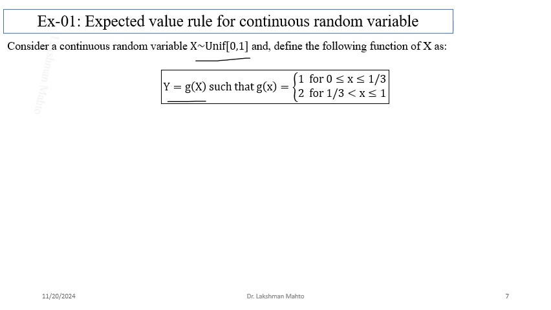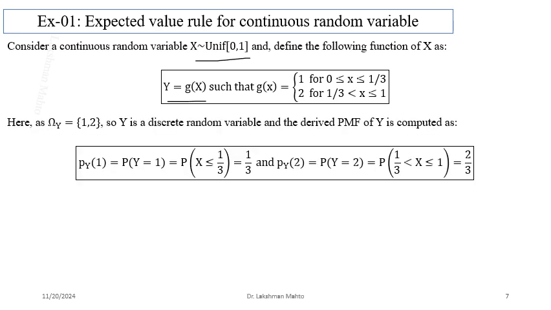So in order to compute the expectation of y, what kind of distribution will y have? It will have a probability mass function. So compute the probability mass function of y. It will have two values, either one or two. The probability mass function at one is the probability that y is observing value one. What does it mean? Y equal to one is equivalent to saying that x is observing a value up to 1/3. So this probability is equal to the probability that x is up to 1/3.